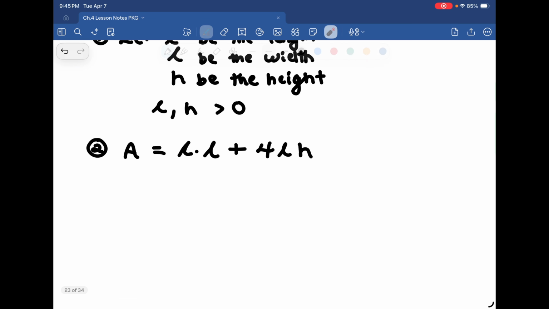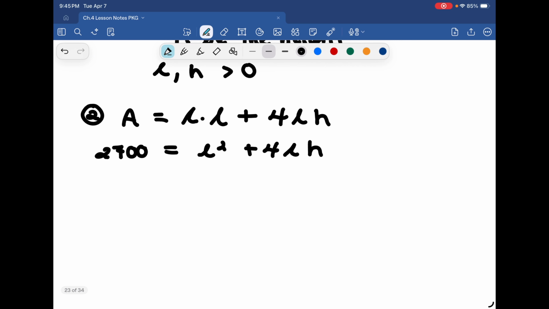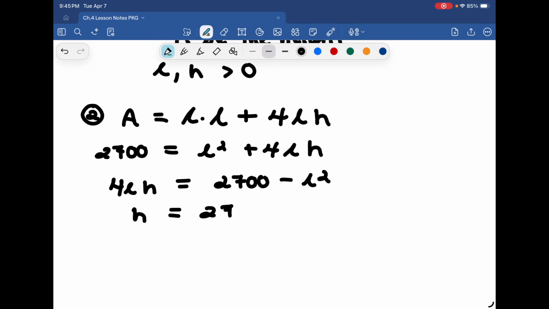Okay, we want to solve this for H such that we can get an isolated variable. So 2,700 centimeters squared is equal to length squared plus 4L times H. I'm going to rewrite this as 4LH is equal to 2,700 on the other side minus L squared. Then I'm going to divide both sides by 4L, and this gives me H equals 2,700 minus L squared all over 4L.